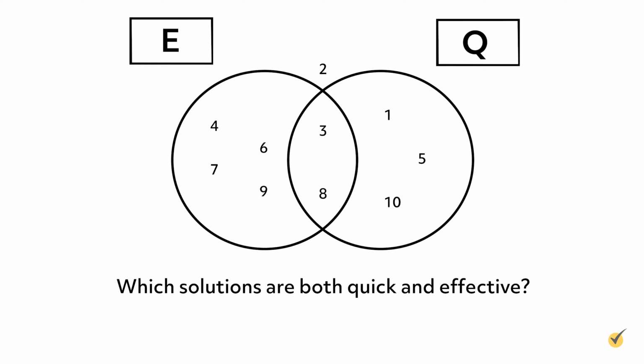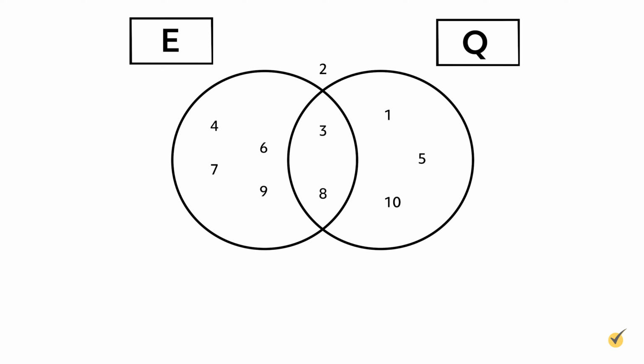Now, the first question we want to answer is this: which solutions are both quick and effective? Let's try to rephrase this in terms of set notation. Whenever you hear the word "and," you should think intersection. If a solution is considered both quick and effective, it must be both of those things simultaneously. In a Venn diagram, this means that it must lie in the overlap section and belong to the intersection of the two sets. So which solutions are in E intersect Q? With a quick look at our diagram, we can see that solutions 3 and 8 are the only ones in E intersect Q.